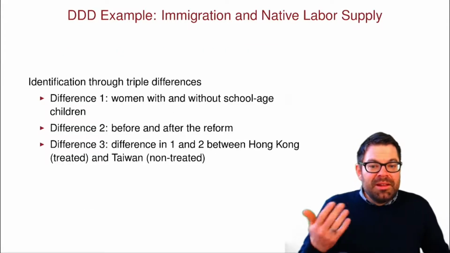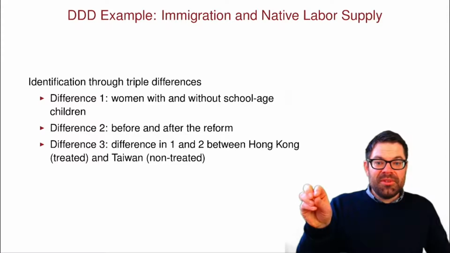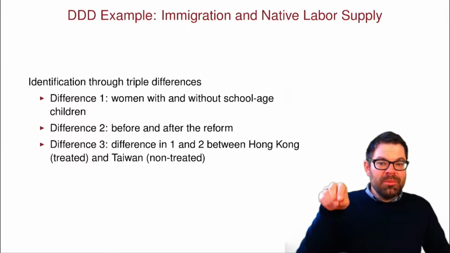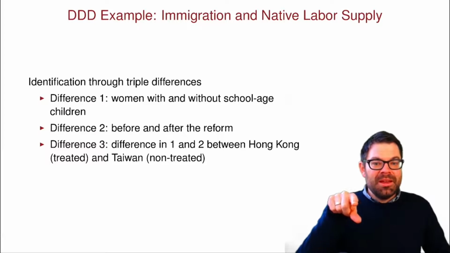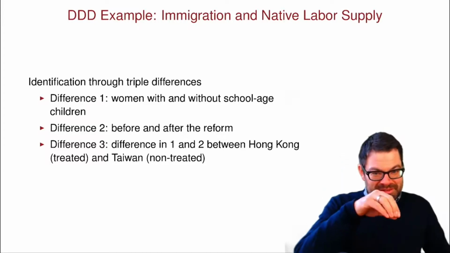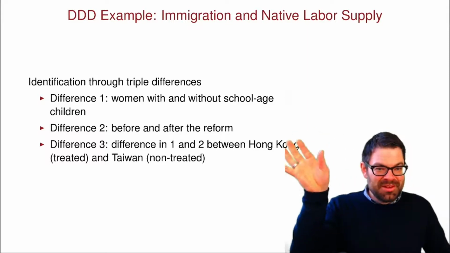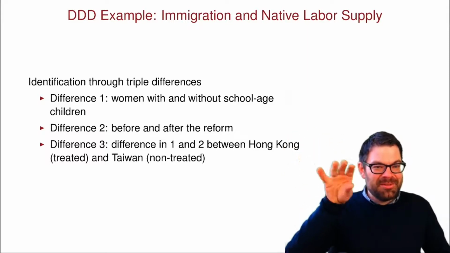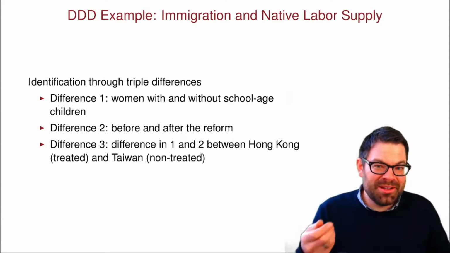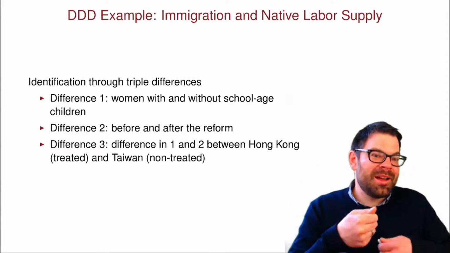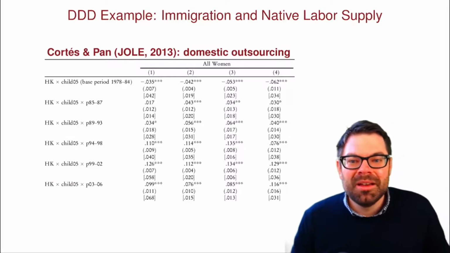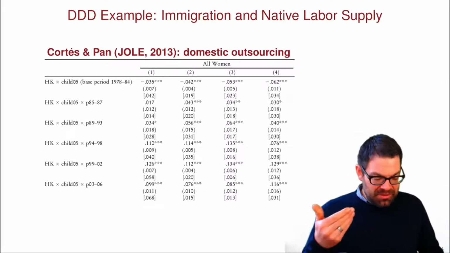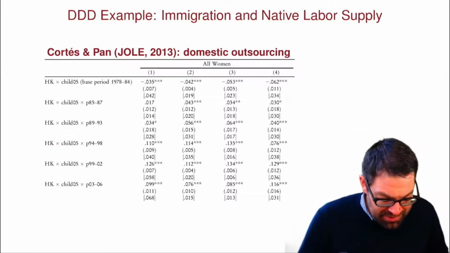And so again here they look at the triple differences. So they compare women with and without school-age children before and after the reform, and they do the same for Hong Kong, and then have Taiwan, where they do the same difference in difference analysis as a placebo, and then they take the difference between Hong Kong and Taiwan in those difference in differences. So you can see the results here in this graph.